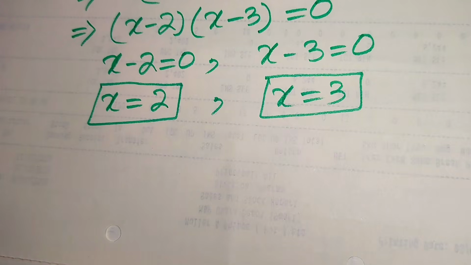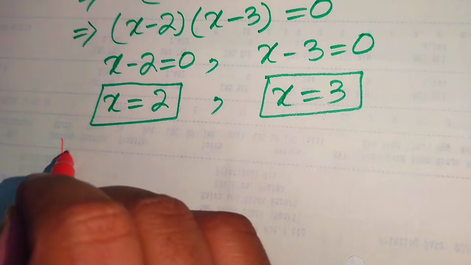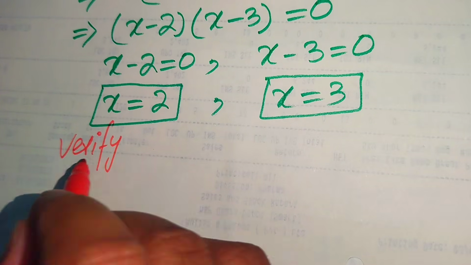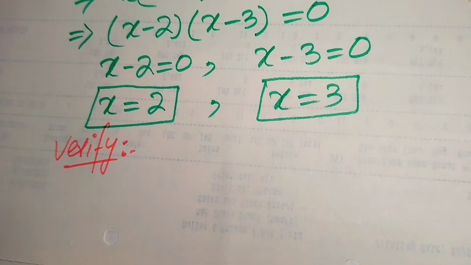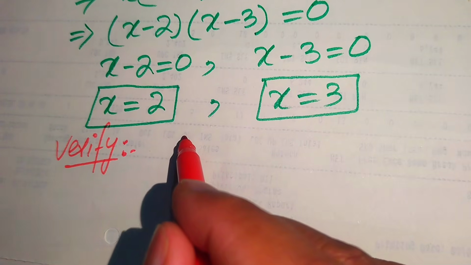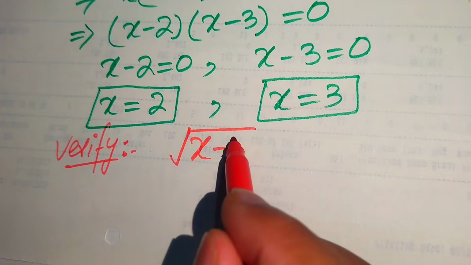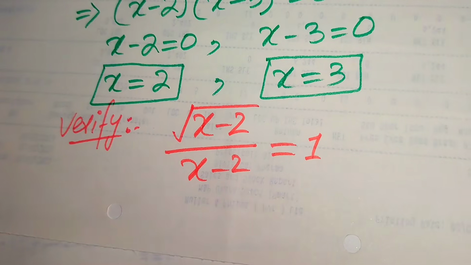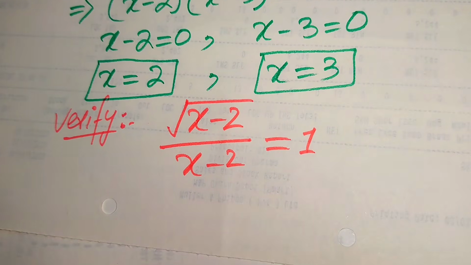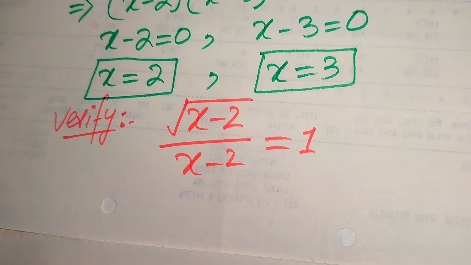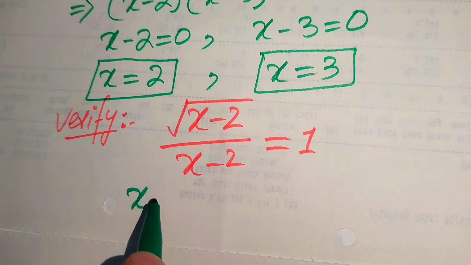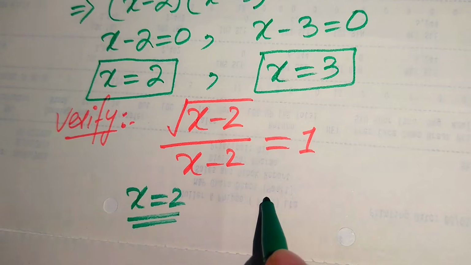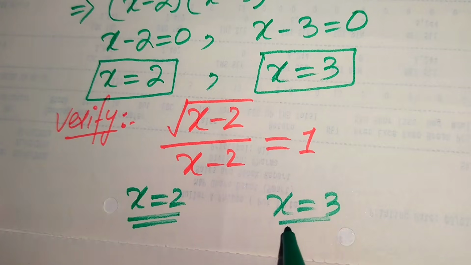So here in the first method we get two roots of the given equation, and now in the next steps we need to verify whether these values of x are solutions, or whether a value of x is an extraneous root. So for verification of these values we need to copy down the given question statement. Here it is √(x−2)/(x−2) = 1. This is our given question statement, and on this side we will verify x = 2, and on this side we will verify x = 3.